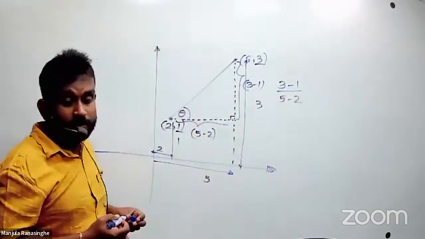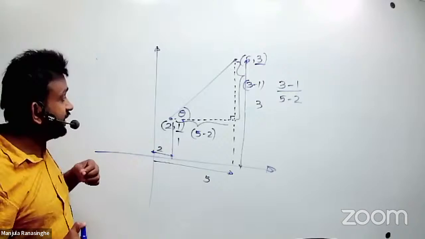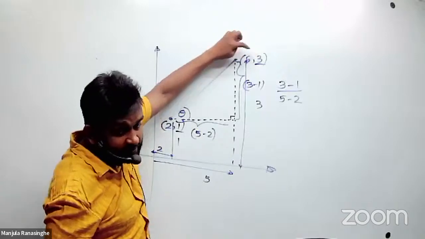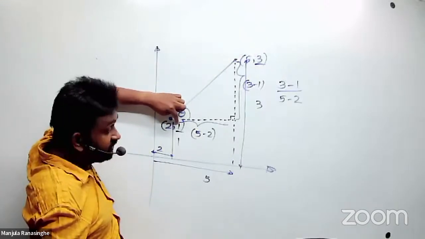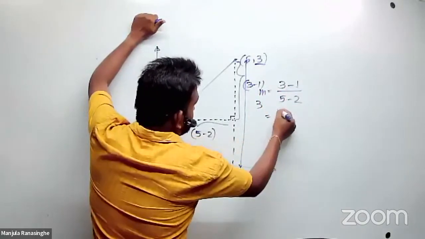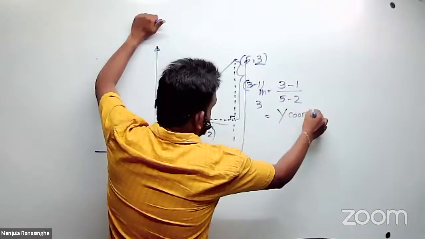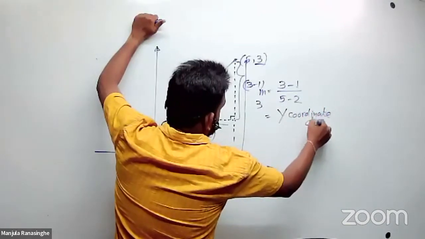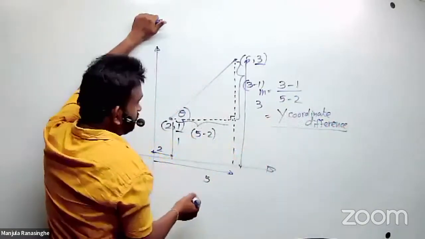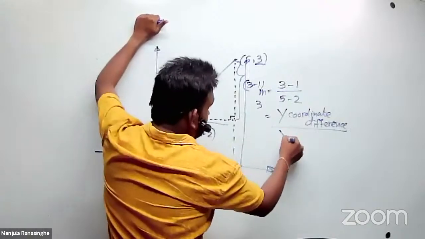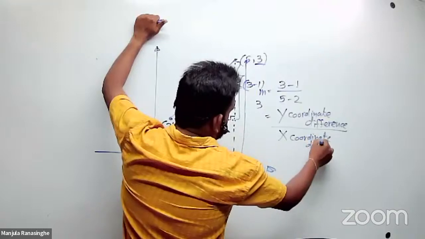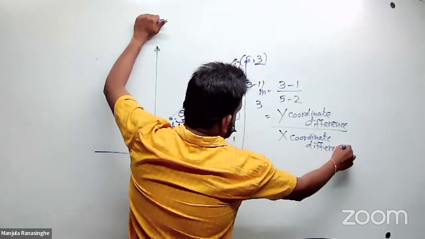Okay, so now how do you determine it? Right, 3 minus 1 is what? 3 is the y coordinate of this point, and 1 is the y coordinate of this point. So that means the gradient is given by the y coordinate difference, divided by 5 minus 2, which is the x coordinate difference. So as a conclusion, now you have built up an equation for the gradient.